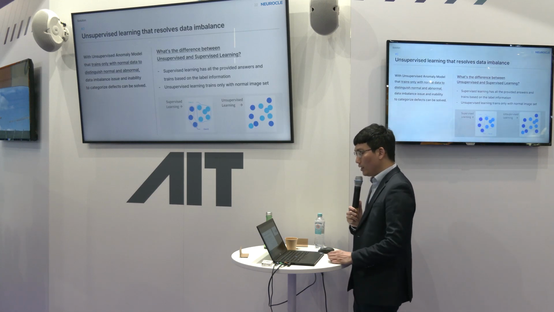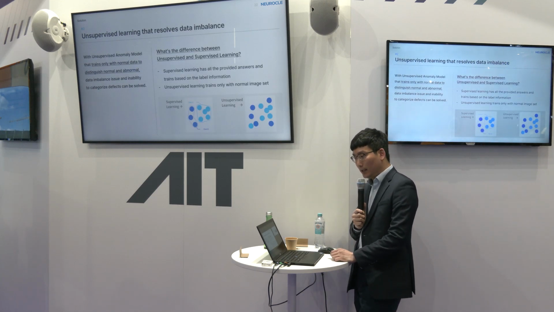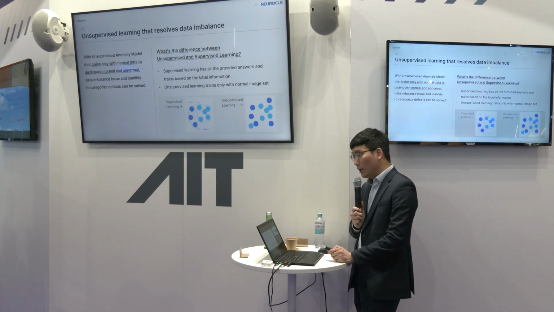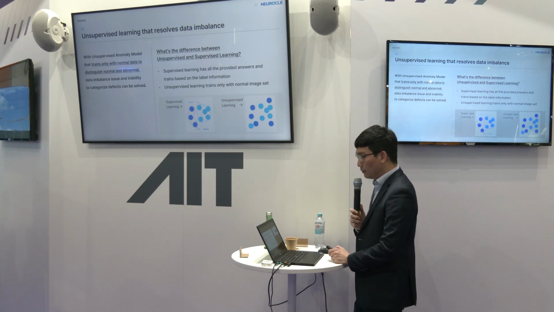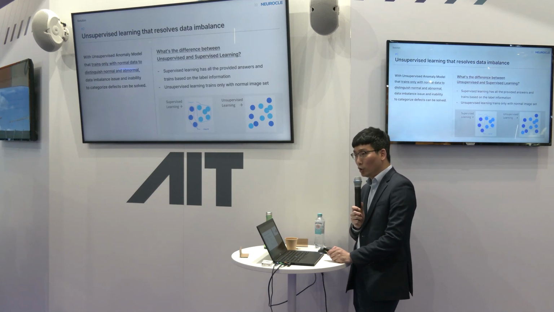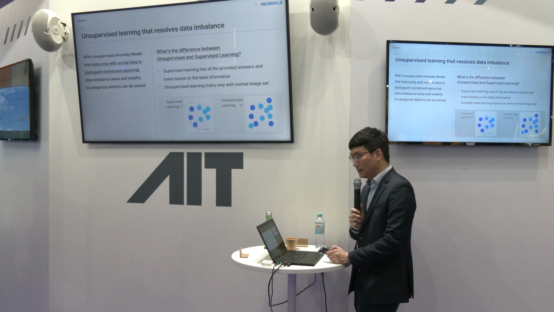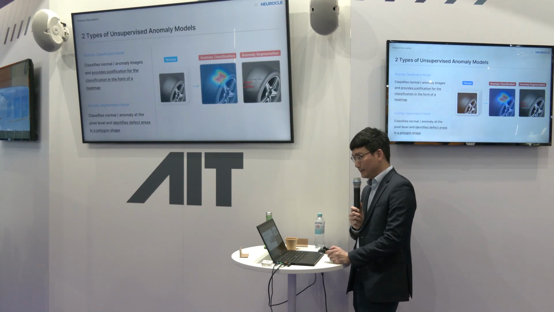So that's why we are thinking of using unsupervised learning, which we can call the anomaly models, because in this case we only train on the normal data. We only train on the normal data. That means the model will learn what the boundary of the normal data is, and then we can easily find abnormal cases without any big amount of data for each defect type.